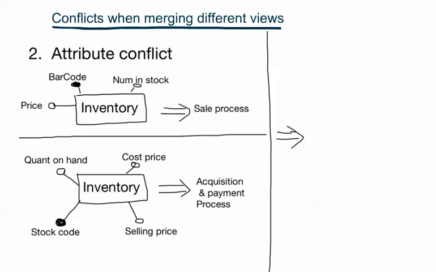But now when we try to merge the two inventory tables, we can see that they have different attributes. So one team decided that the primary key, and another one decided that a stock code must be a primary key. They also have different entities. The one team decided price and the number in stock will be entities, and the other one says quantity on hand, cost price and selling price must be entities. So what do we do when we have the same entity but they have very different attributes?